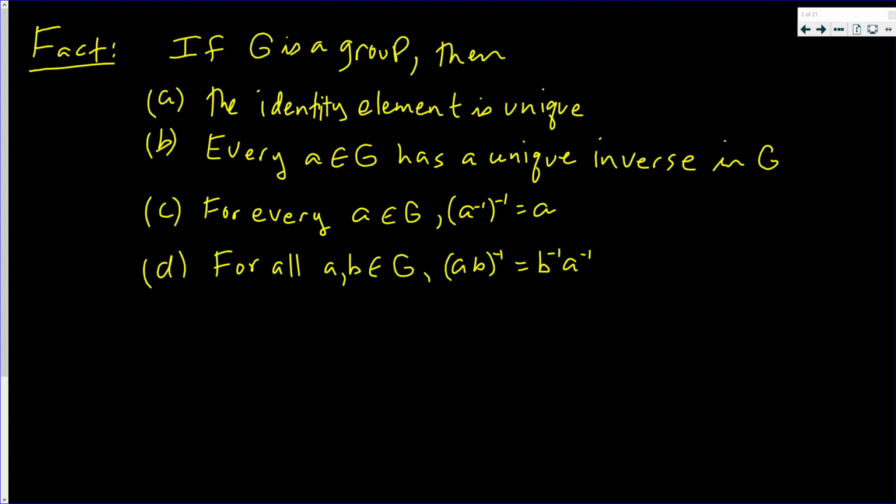In this video we're going to prove some very important basic facts in group theory. If G is a group, then the identity element is unique. That is, there's just one of them. For every element A in the group G, it has exactly one inverse in G. That is, the inverse is unique. And A inverse inverse, or the inverse of A inverse, is A. And the inverse of AB is B inverse times A inverse.